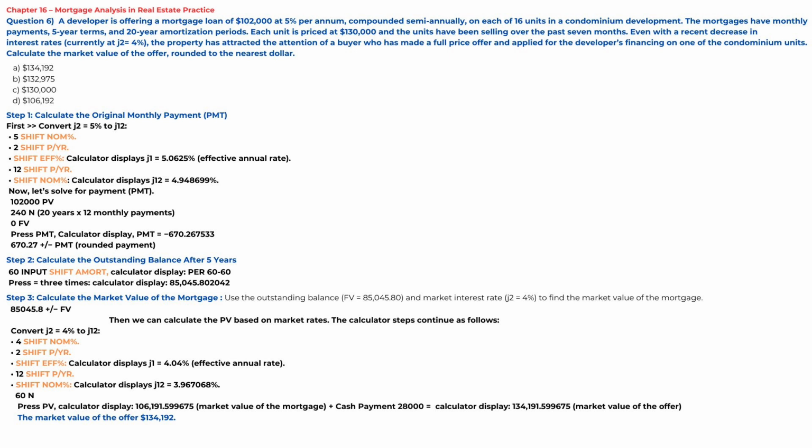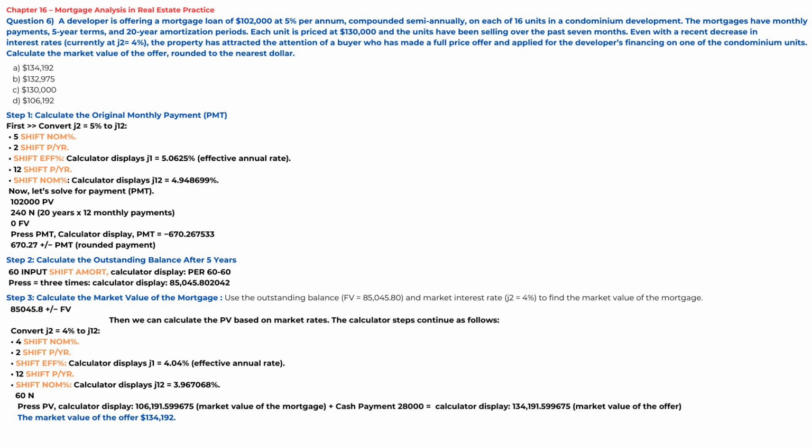67.27, plus and minus sign, and then press PMT to round off the payment. Step 2. Calculate the outstanding balance after 5 years. 60 Input, Shift, Amort, calculator displays per 60-60. Press equals sign 3 times, calculator displays 85,045.8242.